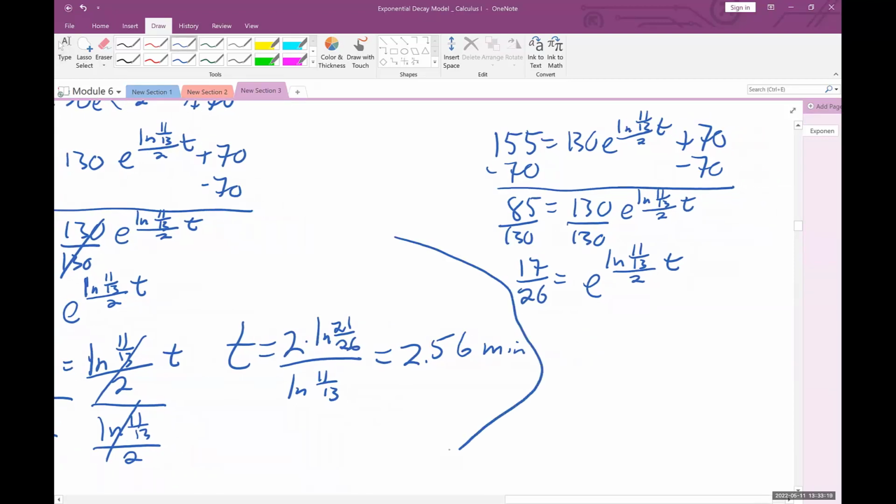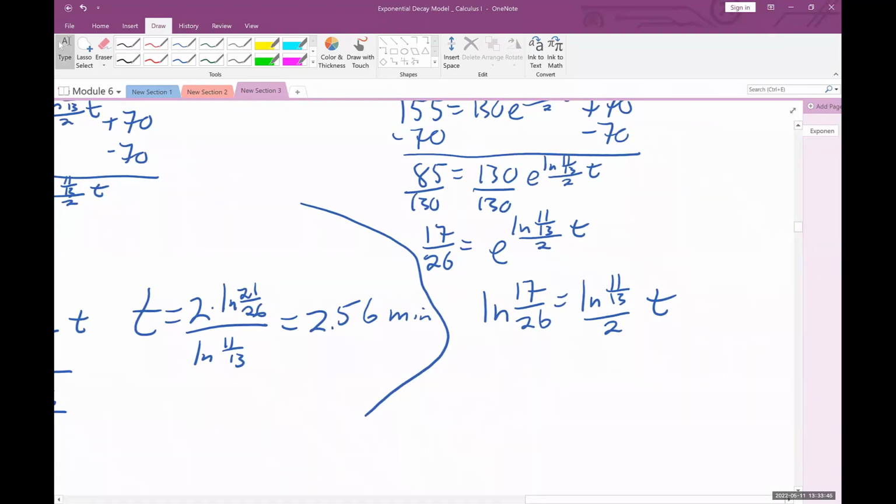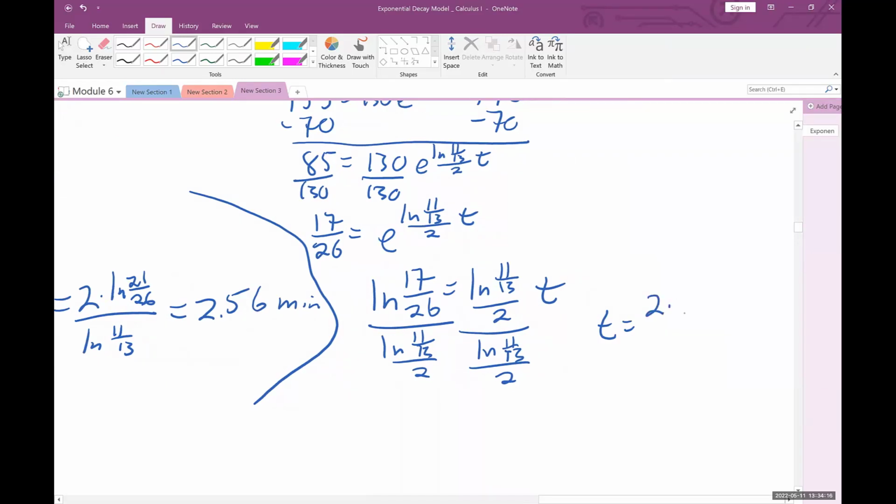And now what? Natural log of 17 over 26. Good job. Equals the natural log of 11 over 13 over 2 times t. So what's t? Good. So you divide both sides by the natural log of 11 over 13 over 2. So you said t equals 2 times the natural log of 17 over 26 over the natural log of 11 over 13. Is that what you said?